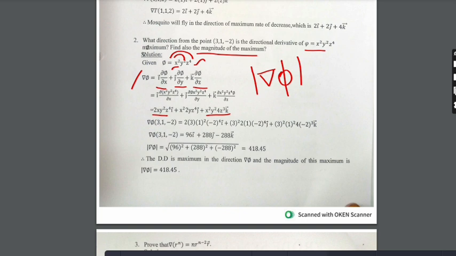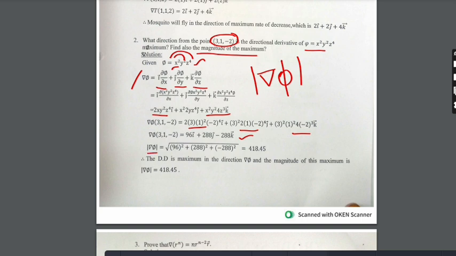Now they have given the point, which is a directional derivative. So x takes the value as 3, y takes the value as 1 and z takes the value as minus 2. If I substitute all the values and multiply, I get 96 i vector plus 288 j vector minus 288 k vector. So we need to find the magnitude of the maximum, which is modulus del phi.